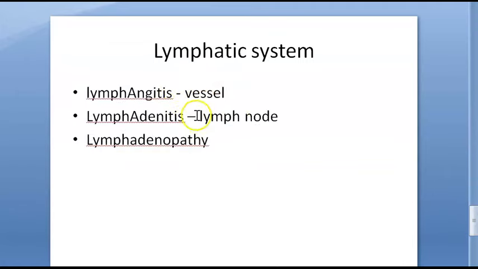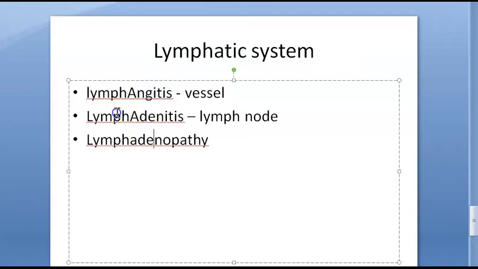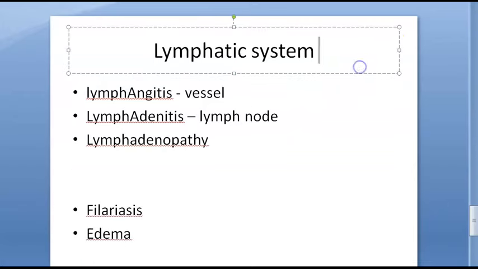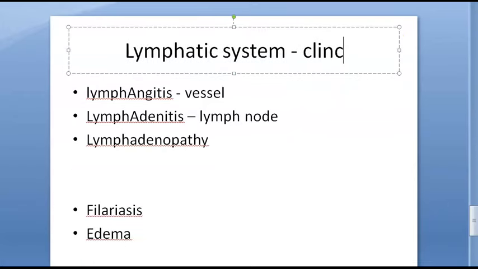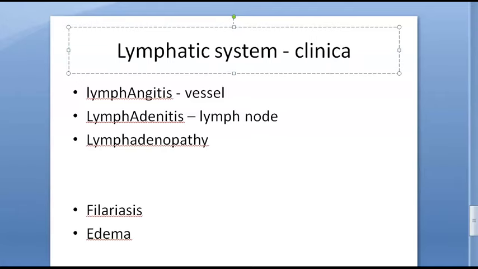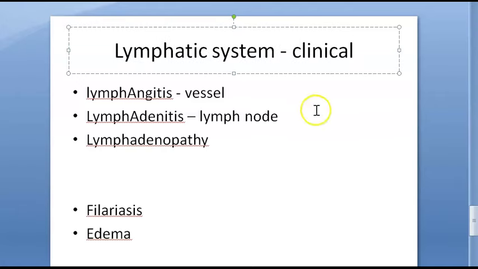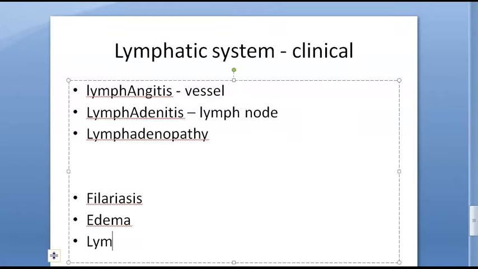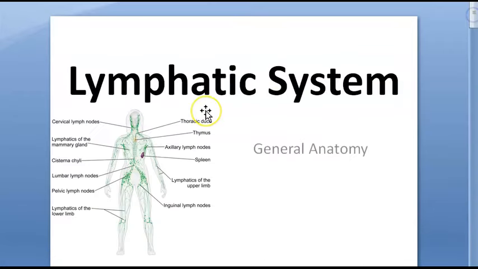So clinically, you saw the importance: the edema, etc., right? Lymphangitis, lymphadenitis, filariasis, you saw, right? All this is the clinical anatomy. Then you saw there is something called lymphoma, right? So all this we have seen in this topic on general anatomy, the lymphatic system.